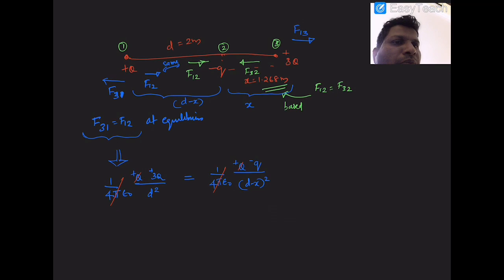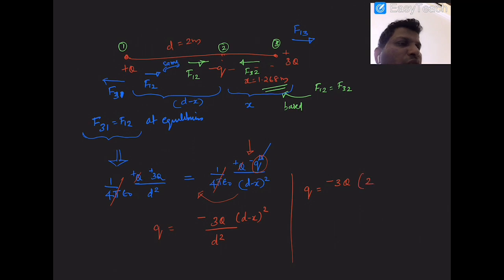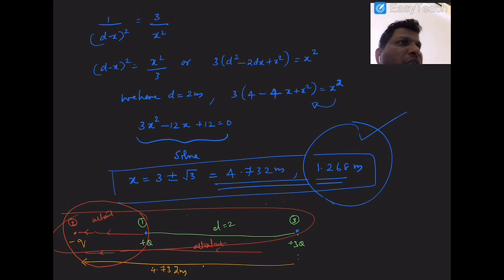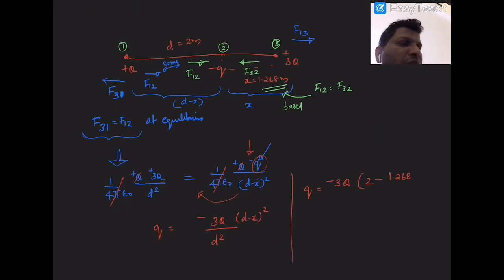So this is 3Q. Now I want to find the value of Q. So what is Q now? Q will be equal to 3Q divided by D square, and I will take this here, so it goes to the numerator, D minus X the whole square. And there is a negative sign here, so I will put it here. So this will be the equation, and in our case Q will be equal to minus 3 times Q into D, where D is 2 minus 1.268, that is X, 1.268, the whole square, divided by 2 square. So this is the answer. I hope it is clear to you.